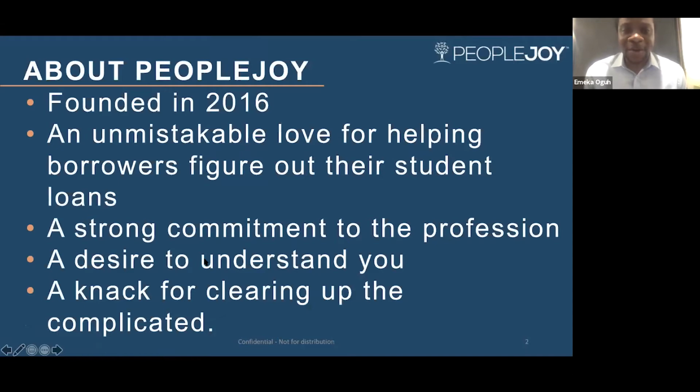We have a lot to go over, so I'm just going to ask that you hold your questions to the end. Quick about us, we were founded in 2016. We have an unmistakable love for helping borrowers figure out their student loans. That comes from the fact that we ourselves have dealt with student loans. We are dealing with student loans, and what we want to do today is really just help you with some best practices and understanding and managing your debt.